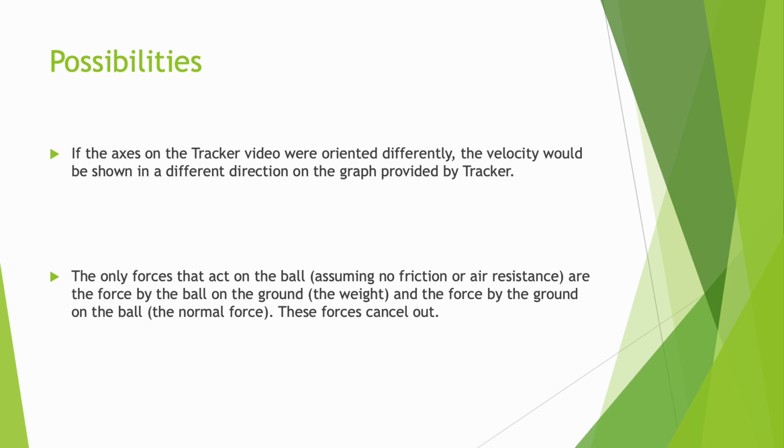The only forces that act on the ball, assuming that there's no friction or air resistance, are the force by the ball on the ground, which is the weight, and the force by the ground on the ball, the normal force. These forces cancel out, and we know this simply by just looking at the ball. If these forces did not cancel out, the ball would just fall through the floor.